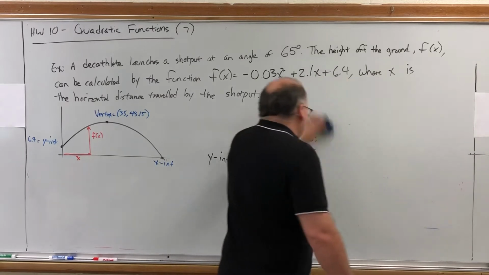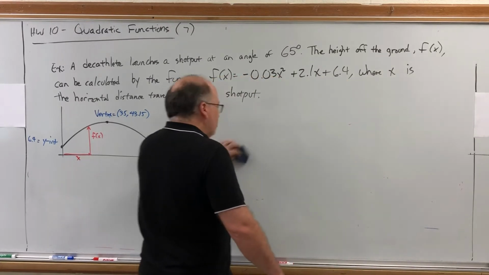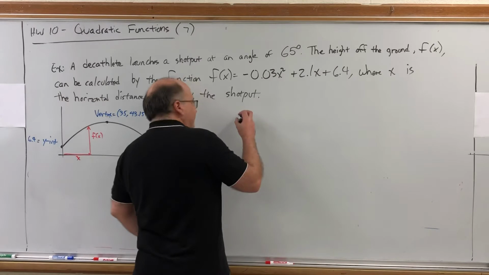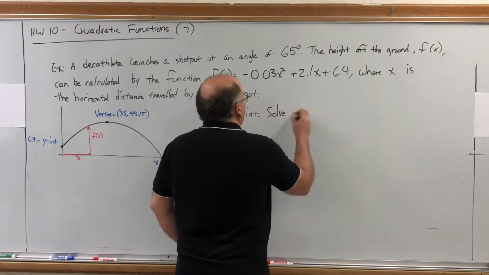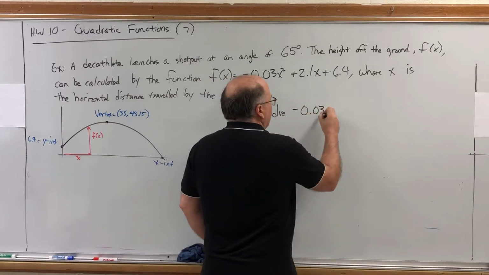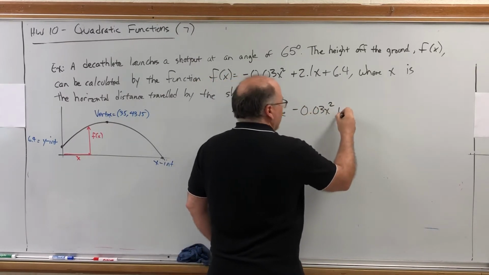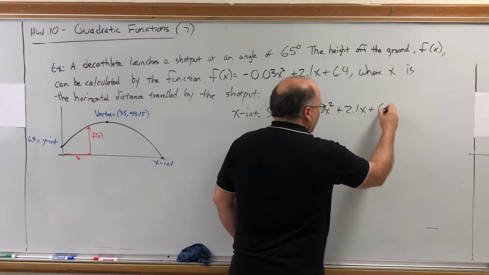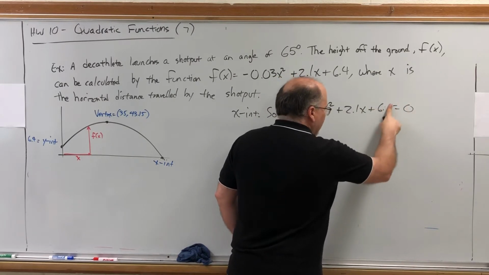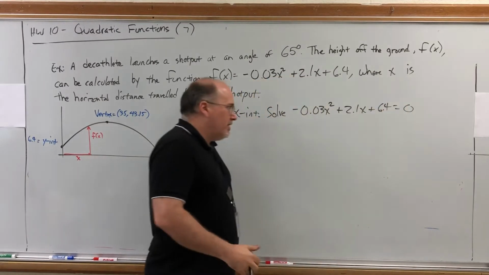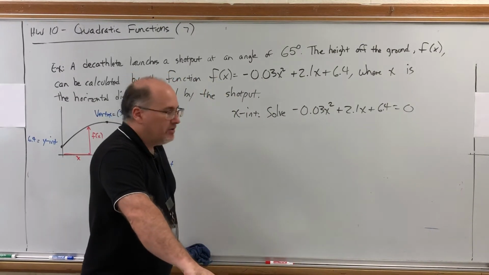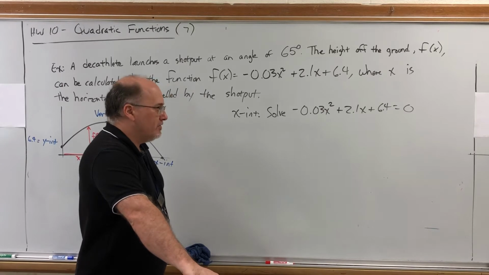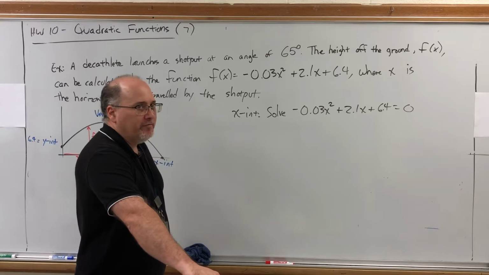Now, you can use the quadratic formula on this directly without any tricks. But, well, let me get it set up and I'll show you. We need to solve the function equal to 0. So negative 0.03x squared plus 2.1x plus 6.4 is equal to 0. Don't get me wrong, we can get out the quadratic formula right now. But there are two things about this that I don't like. Number one, the negative in the front. And number two, all the decimals. I can fix both of those in one move.